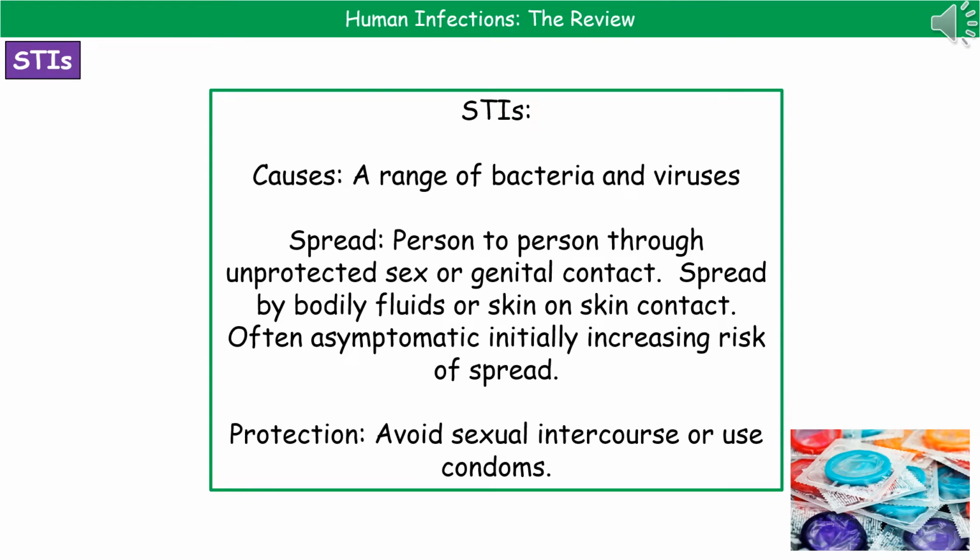Our third human infection are the STIs, sexually transmitted infections. Now, these are caused by a range of bacteria and viruses that are spread person to person through unprotected sex or genital contact. They can also be spread by bodily fluids or skin-on-skin contact. So this is where sharing needles or blood products being used can be another source of transmission.